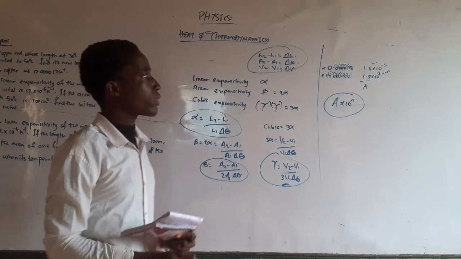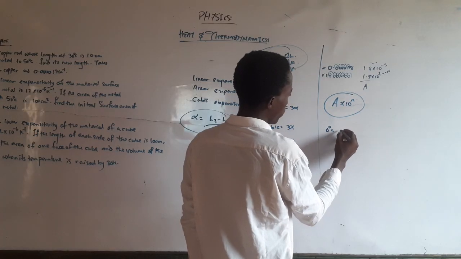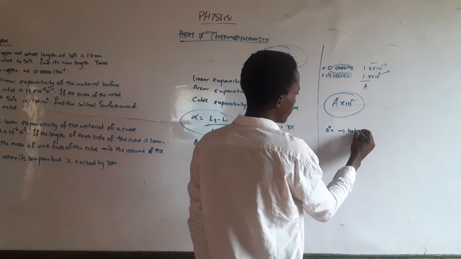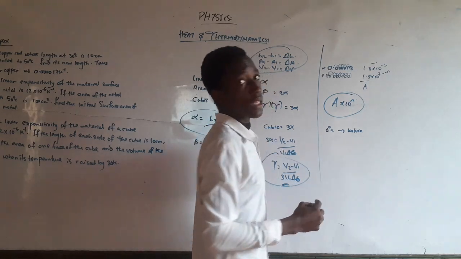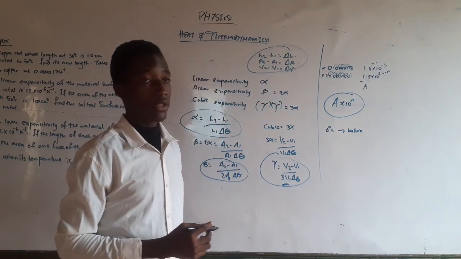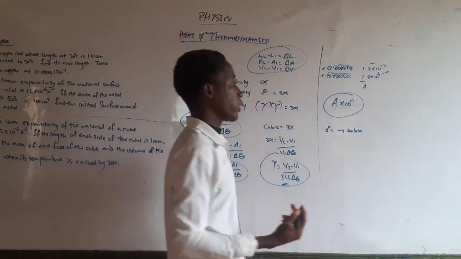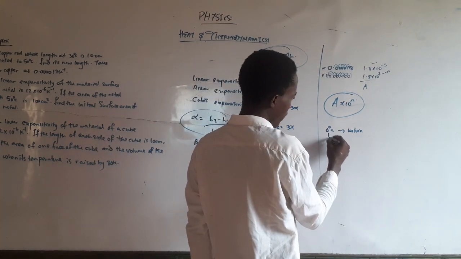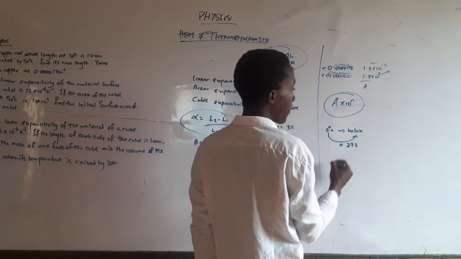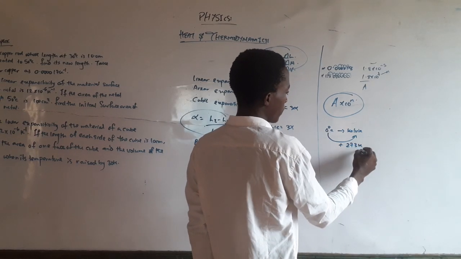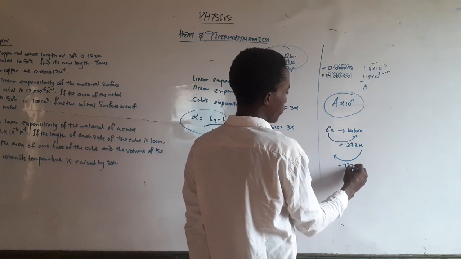Something else I want you to know: converting from degrees Celsius to Kelvin. Whenever you convert from degrees Celsius to Kelvin, you add 273. Do you understand that? Pay attention. Whenever you convert from Kelvin to degrees Celsius, you subtract 273. So from Celsius to Kelvin, you add 273; from Kelvin to Celsius, you must subtract 273.